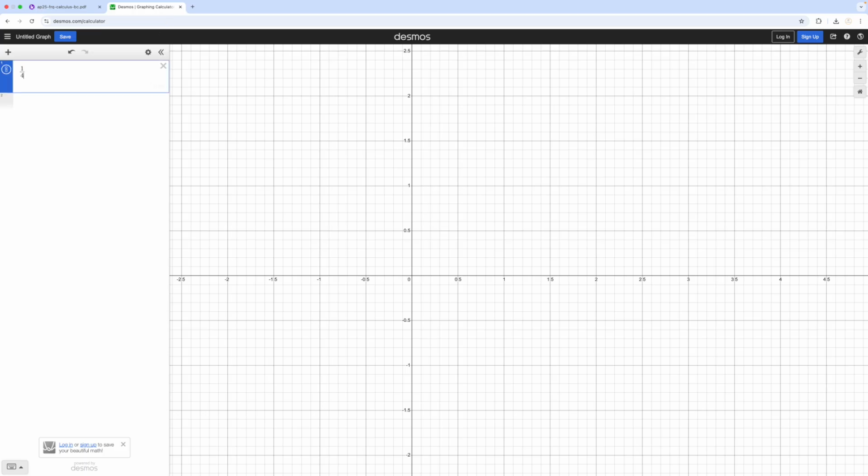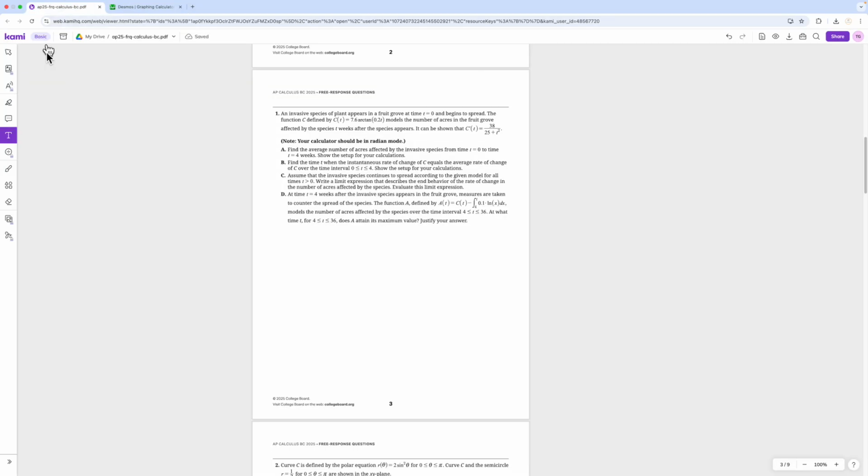So 1 over 4 minus 0, and you have to show this, by the way, so that they understand what you're doing. And we're going to integrate from 0 to 4 of 7.6 arctan 0.2t dt, and that gives us an answer of 2.778. So what does that mean? That means, let's write 1a: the average number of acres affected by the invasive species from t equals 0 to t equals 4 is 2.778 acres.